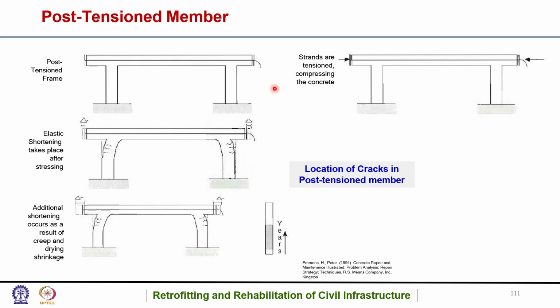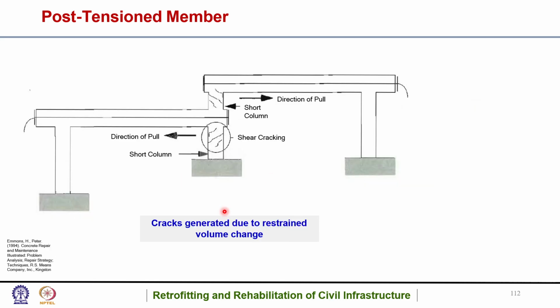Basically this happens because of the post-tensioning, where the strands are tensioned, and that compresses the concrete, providing more strength. But that can also result in cracks. The location of cracks due to stressing is shown here. So these are the locations of cracks in a post-tensioned member.